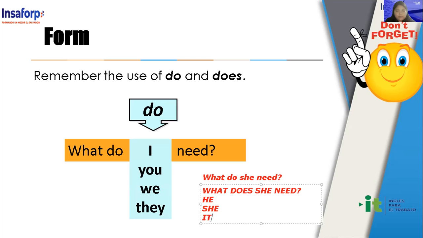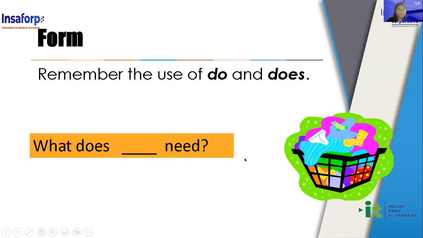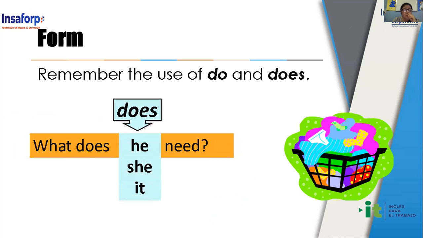Nuevamente, he, she, it. Siempre vamos a utilizarlos con auxiliar. Does, ¿verdad? Muy bien. Seguimos ahí con otros. ¿Ya le tomaron captura, chicos? Yes. Okay, so now let's continue. Remember the use of do and does. Again, what does? Give me example. What does he need? She. Excellent. What does Wilbur need? Guys, tell me.